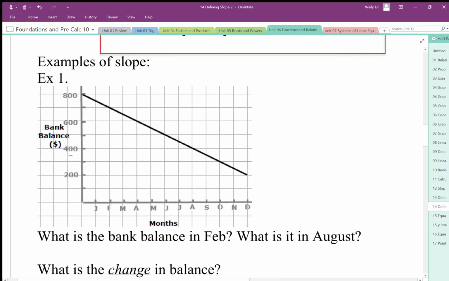So here we have a linear relationship which has slope. Okay, this is a relationship that relates the number of months to the balance in a bank account. So when we look at the balance of this bank account in February, it looks like it's $700. So we're going to write 700 as the coordinate. So it's $700 in February. In August, the value has dropped to $400. Okay, so we'll write that as a coordinate of 400.